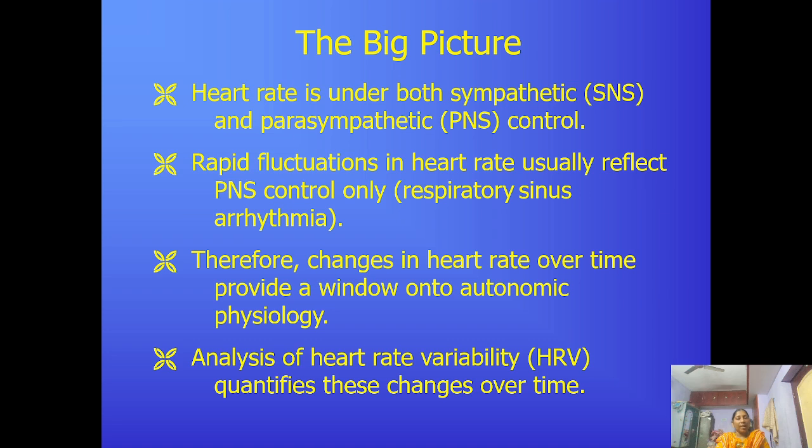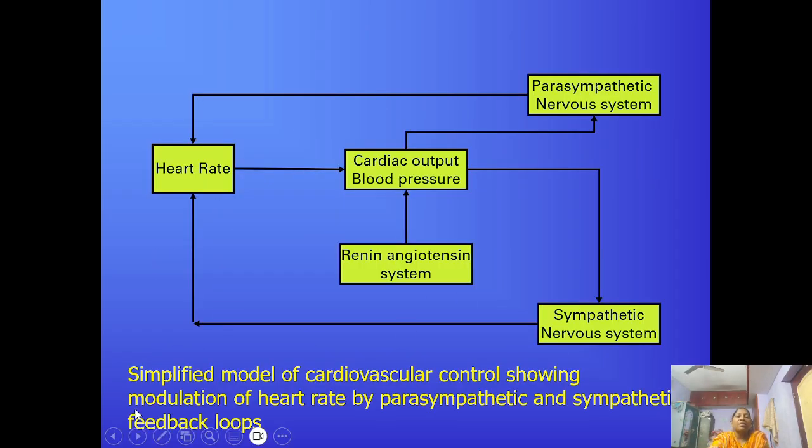If there are any changes in the heart rate over time, this is due to the autonomic physiology or autonomic nervous system response. So we need to analyze heart rate variability, because HRV quantifies these changes over time. This is a simple model of the cardiovascular system, showing the modulation of heart rate by the parasympathetic and sympathetic nervous systems.